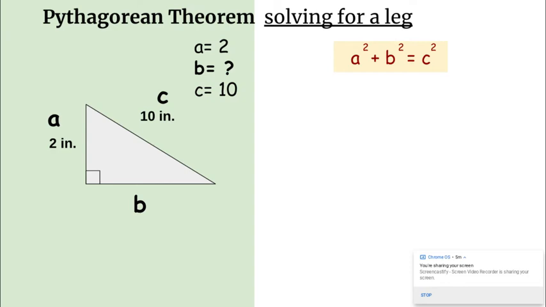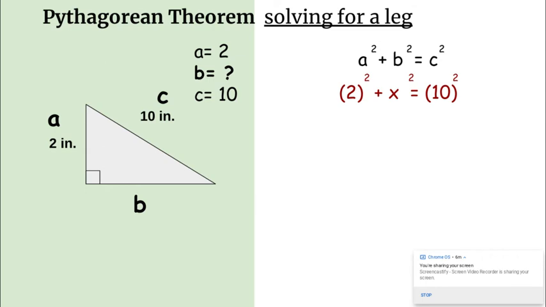All right, now it's time to plug in our numbers. We know that A is 2. We don't know what B is, so we're going to represent that as X. And we know that C is 10. So it should look a little something like this. 2 squared plus X squared equals 10 squared.